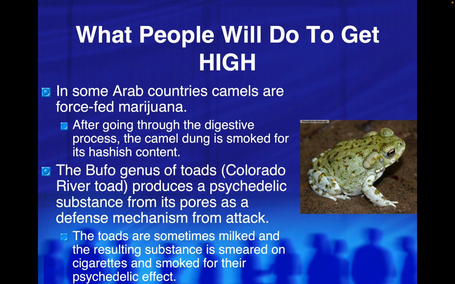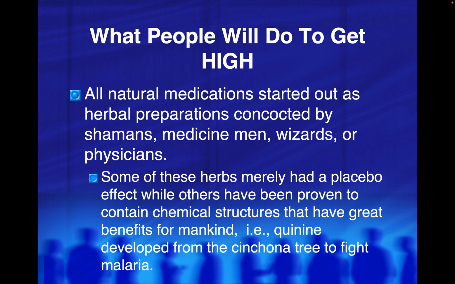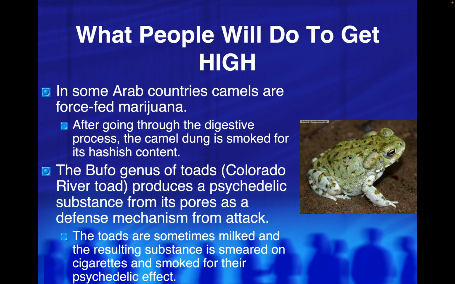The bufo genus of toads, the Colorado River toad, produces a psychedelic substance from its pores as a defense mechanism from attack. The toads are sometimes milked, and the resulting substance is smeared on cigarettes and smoked for its psychedelic effects. And that's what a Colorado River toad looks like. The bufo is the genus. So if you can find a toad from the bufo genus, they all produce this psychedelic substance.